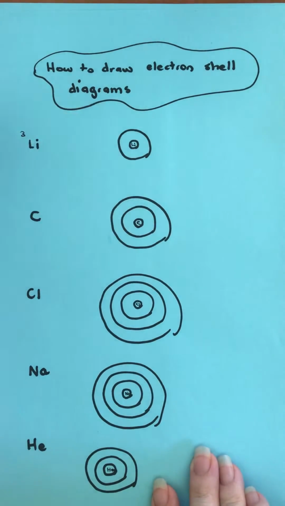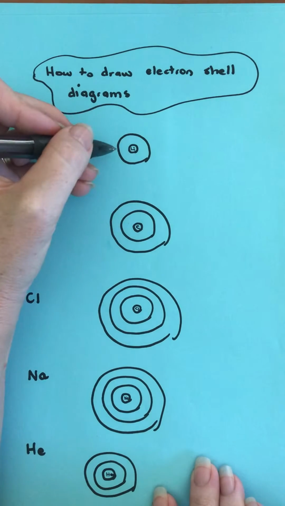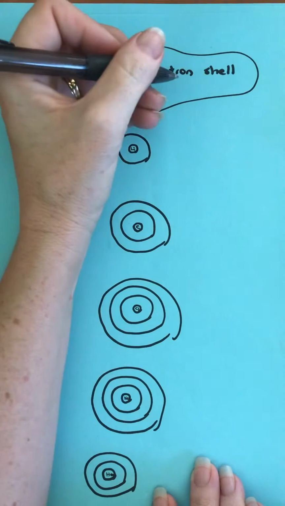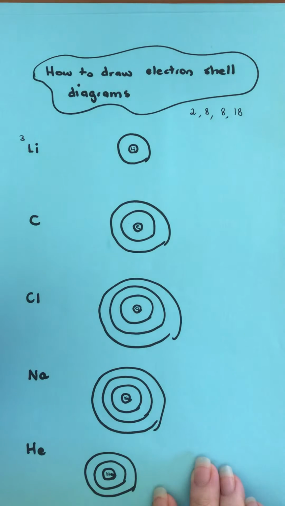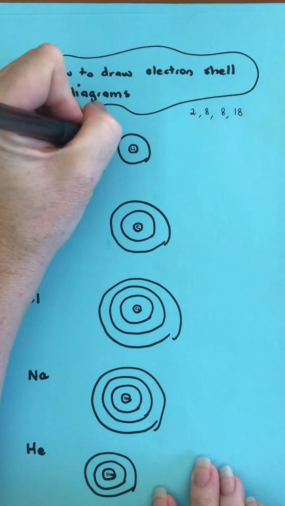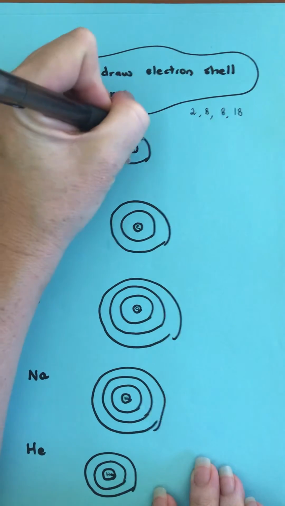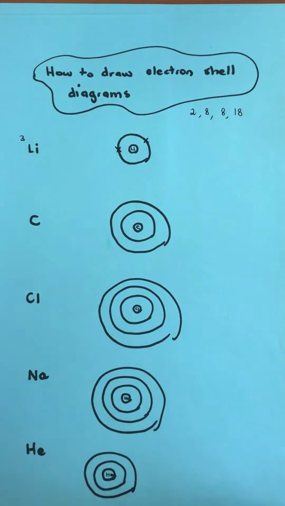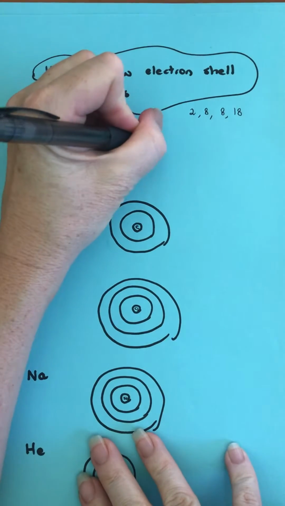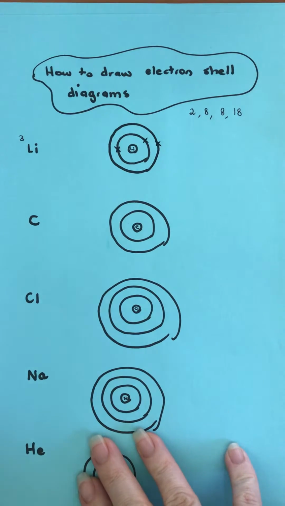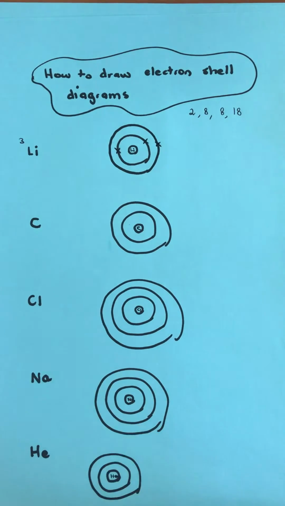So on my diagram, I'm going to put in my first shell, and I'm going to put 2 electrons because I know when I do my shells, I have 2, 8, 8, and 18 in each shell. So I'll put 2 electrons in the first shell. I'm going to use little crosses for my electrons, and I'm going to have to draw another shell to then put the third electron on. Now I'm going to highlight that third electron because that is going to be my valence electron, and that tells me about the bonding and things that can happen with that element.